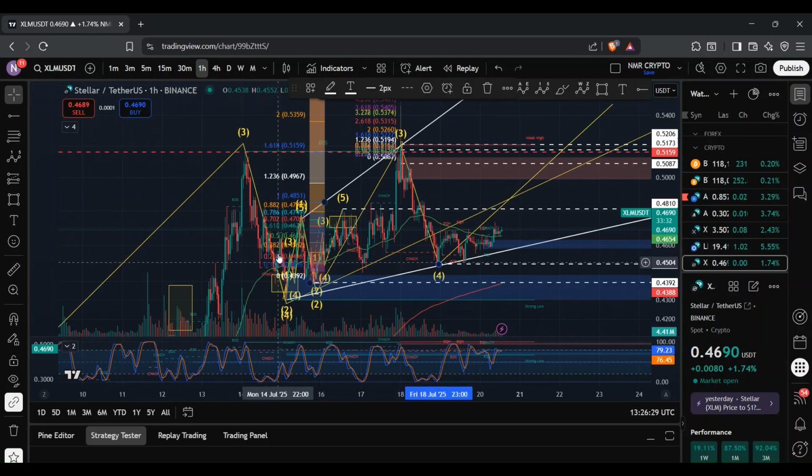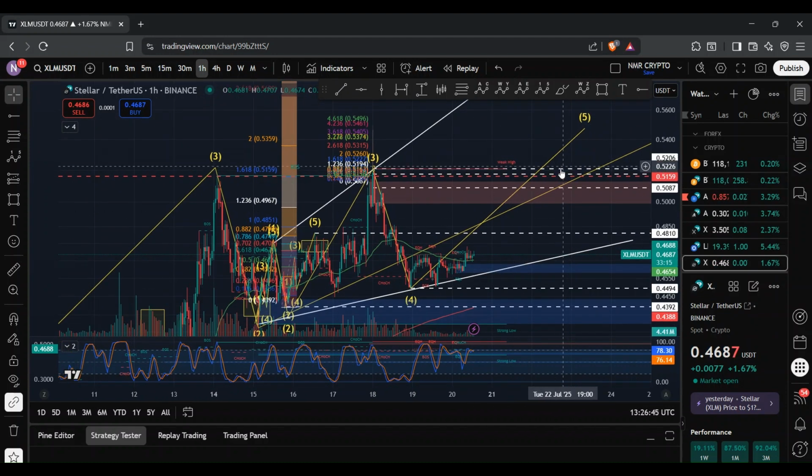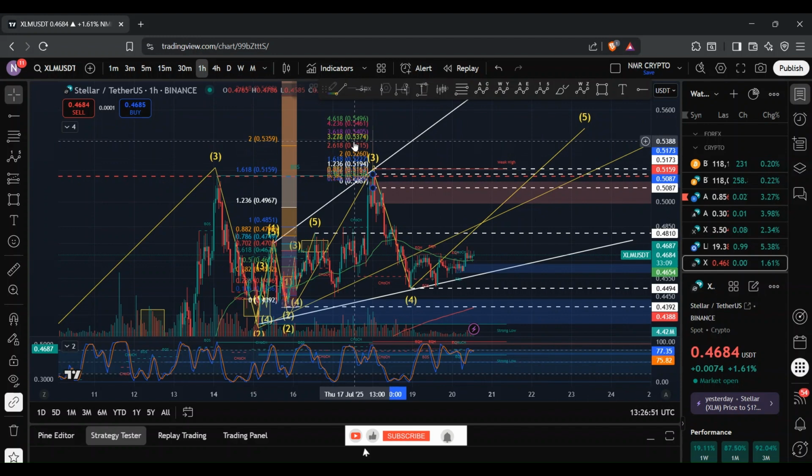Now, whenever you have an expanding ending diagonal, the wave 4 has to be longer than the wave 2, while at the same time it can't cross the wave 2, which seems to be the case over here, where the wave 2 ended up reaching 43.92 cents and the wave 4 ended up reaching 44.94 cents. And then the 5th wave has to be the longest wave, and so what we need is for the 5th wave to breach past the local top at 52.06 cents.